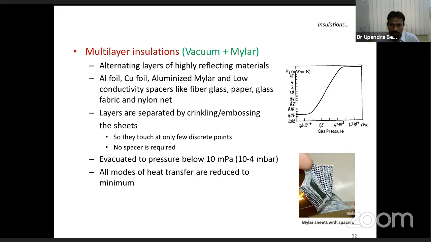Instead of putting a spacer in between this mylar or aluminum mylars, one can use crinkling or embossing of the sheets so that they only touch at a few discrete points, and then no special spacer is required. It has to be effective when the vacuum pressure is at least of the order of 10 to the minus 4 millibar, and with radiation shields it performs better. In that way, all modes of heat transfer are reduced to the minimum. So this is the best insulation for any cryogenic application.